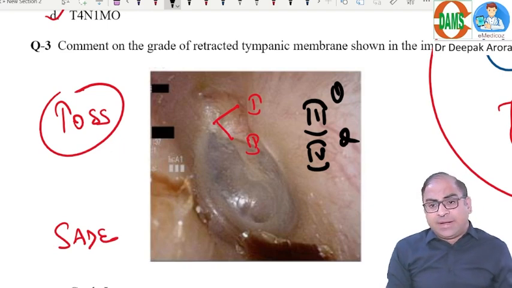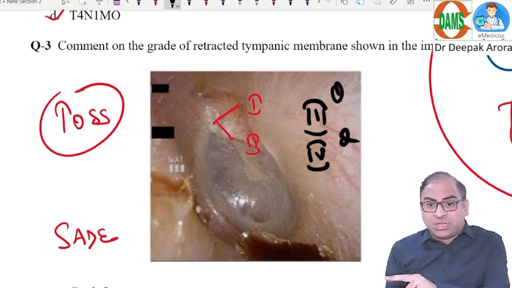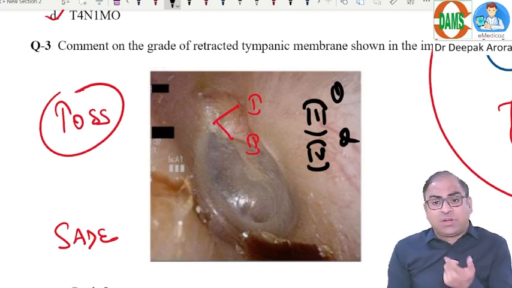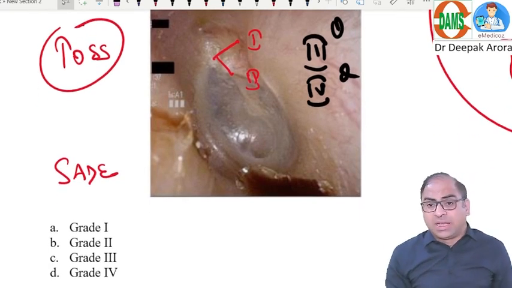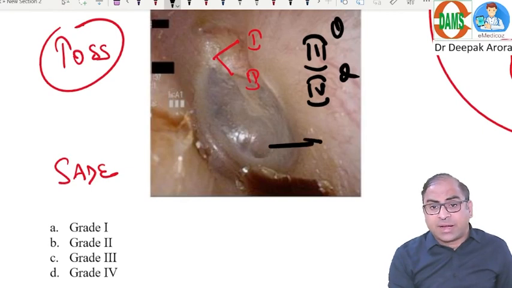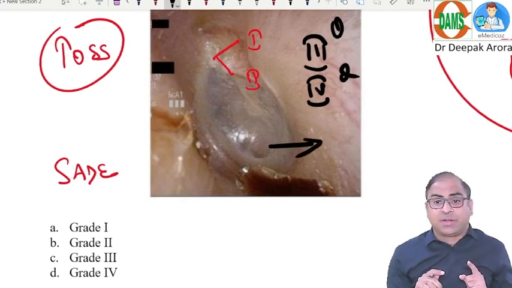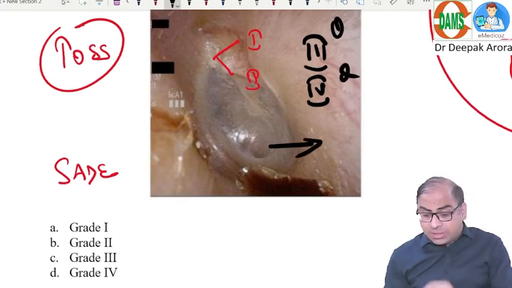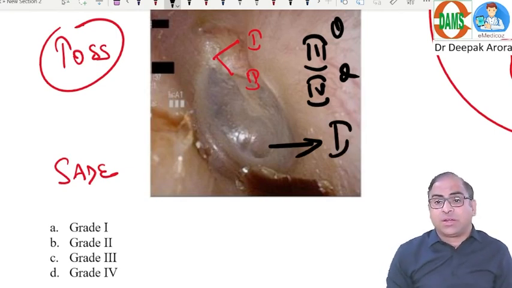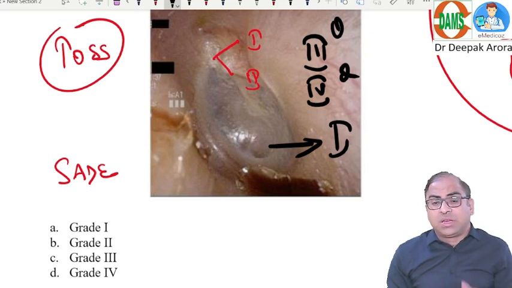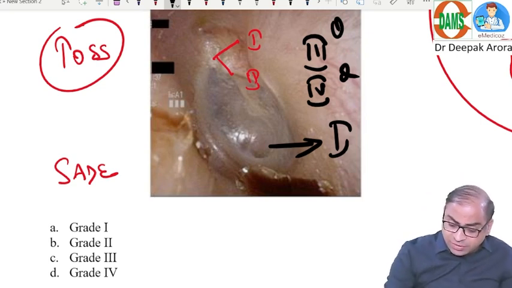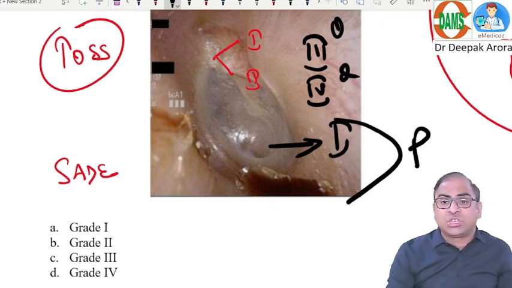Grade 1, retracted but not touching the malleus. Grade 2, touching the malleus. Grade 3, mild damage to the epitympanum. Grade 4, severe damage to the epitympanum. And what is the SEDE classification? Again, grade 1, it is retracted. Which part? Pars tensa is retracted but not touching the incus. Now here the reference point will be the incus. In the TOS classification, the reference point was the malleus. Here it is the incus. Retracted, not touching the incus. Grade 2, touching the incus. Grade 3, it is retracted so much that it is touching the promontory.